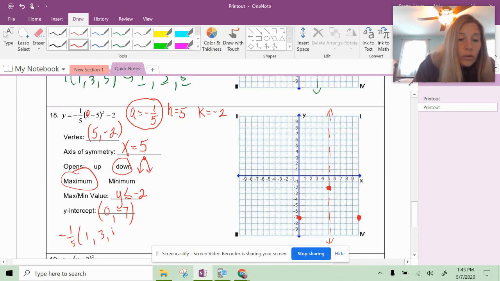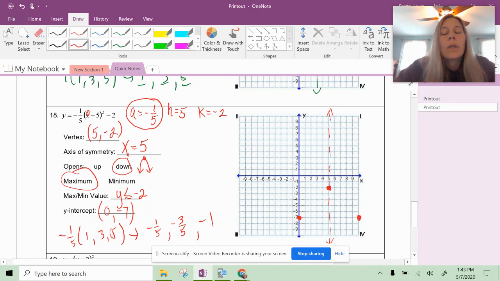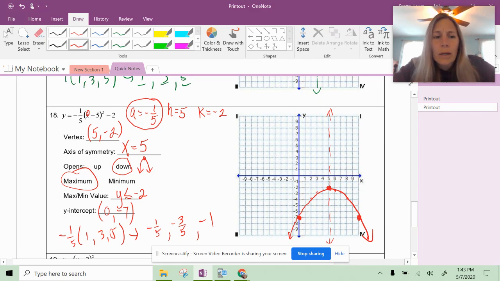Now this one's going to be a little trickier because it's a fraction. So negative 1/5 times 1 would be negative 1/5. Negative 1/5 times 3 would be negative 3/5. And negative 1/5 times 5 would be negative 1. So I would actually have to go down a fifth over 1, then down 3/5 over 1, and then down 1 over 1. So you can see those are a little bit hard to graph. So in this situation, it might be easier to just use the y-intercept and then just do the mirror image of that. That's why there's a couple options for getting more points.